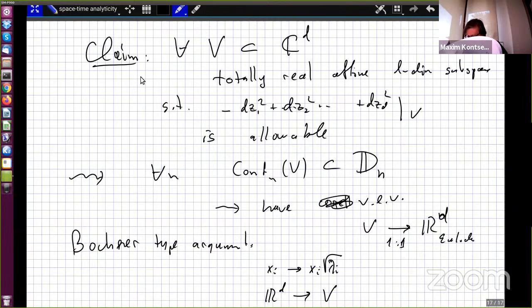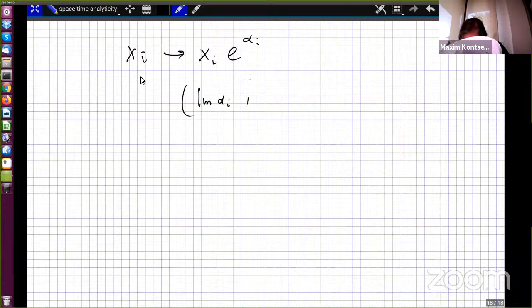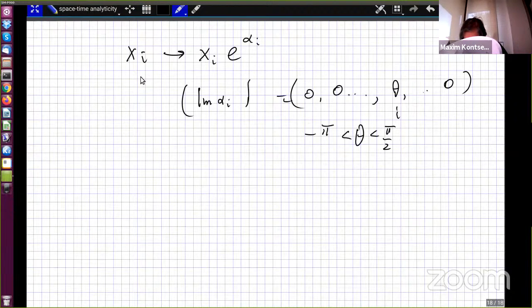You also get many variables. So in particular, for example, you get an action of a certain group. You can see that xi goes to xi times the exponent of alpha I. And if the imaginary parts of alpha I are the following, between 0, 0, 0 and then something theta for some I, and theta between minus pi over 2 and pi over 2, then one can see that it sits in our domain, and we get holomorphicity.